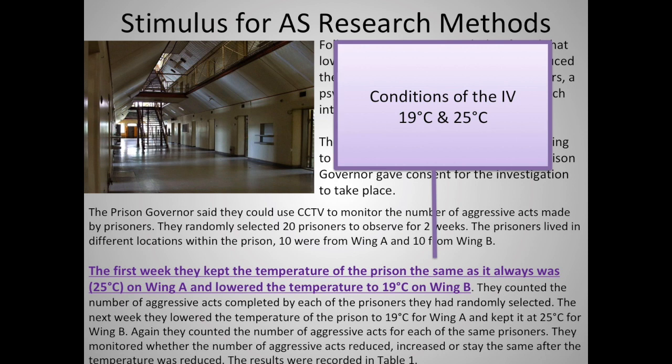Then I would underline where it says the first week they kept the temperature of the prison the same as it always was, 25 degrees C on wing A, and lowered the temperature to 19 degrees C on wing B. So this is giving you the conditions of the IV, the independent variable. The thing that changes is the temperature. It's either going to be 19 degrees C or 25 degrees C.